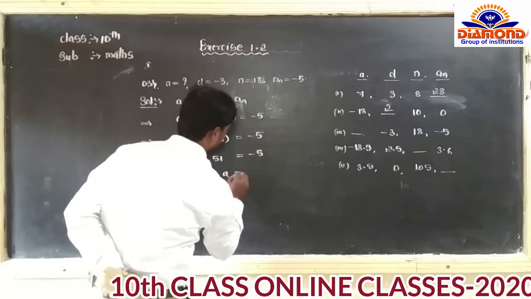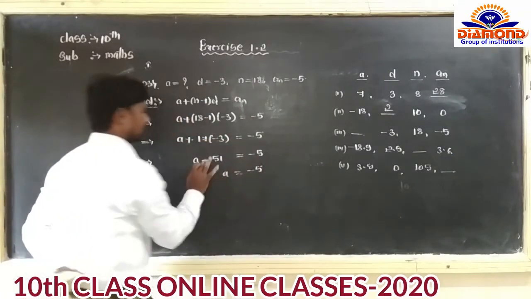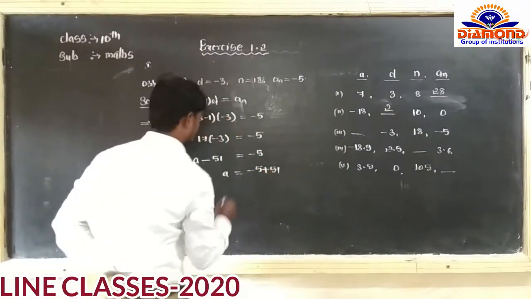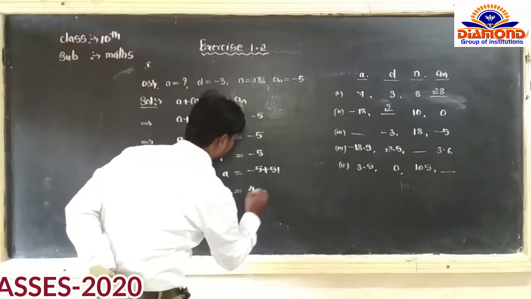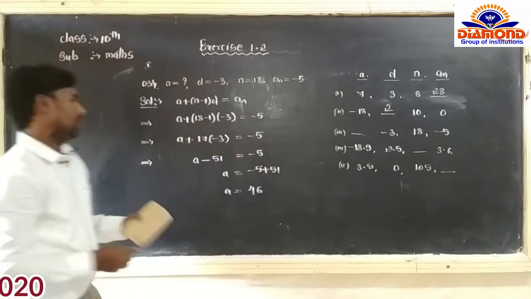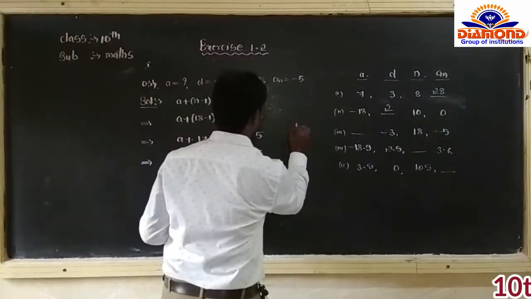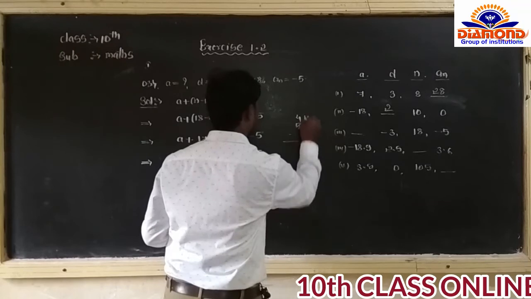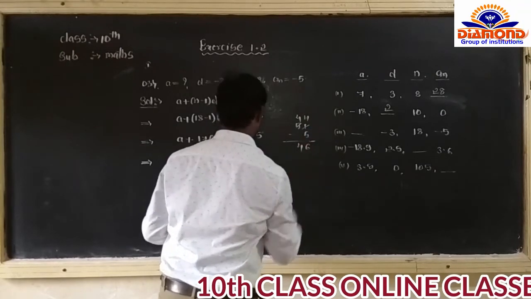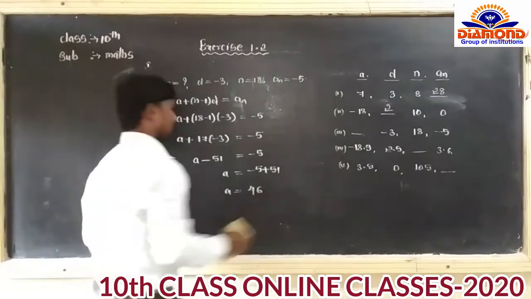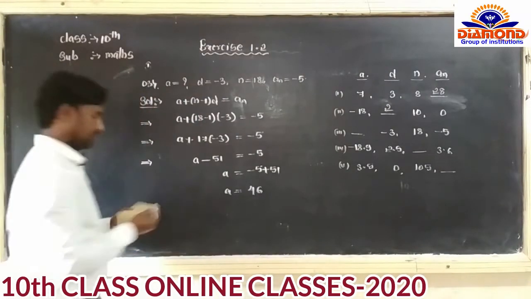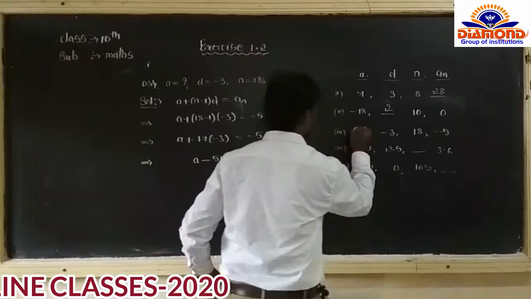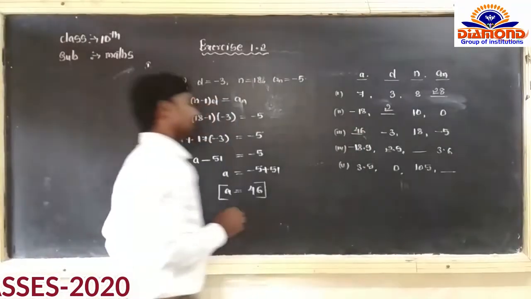Now a is equal to minus 5 as it is, minus 51 is transferred to that side, that becomes plus 51, dear students. Now a is equal to 46. So when we are doing the subtraction 51 minus 5, now it becomes 11, it becomes 4. 11 minus 5 is equal to 6 and 4. Answer we got here. First term is what? First term is 46, dear students.